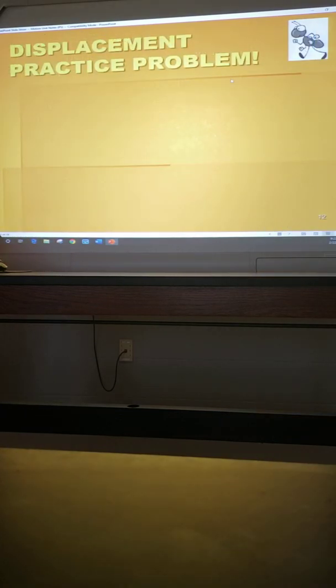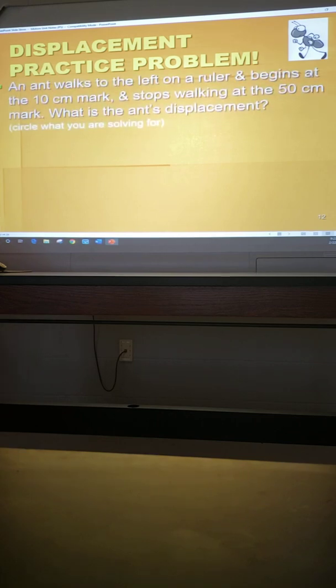Okay, so here is a practice problem. An ant walks to the left on a ruler and begins at the 10 centimeter mark and stops walking at the 50 centimeter mark. What is the ant's displacement?